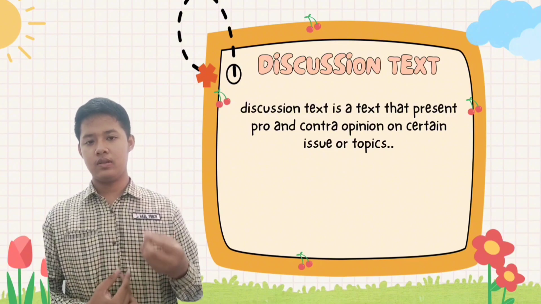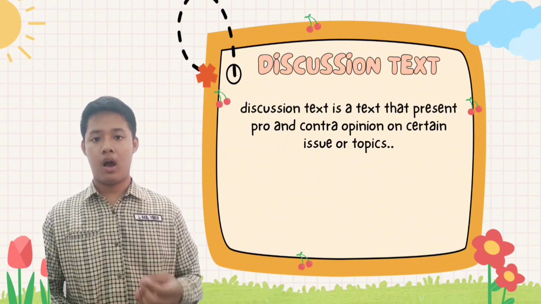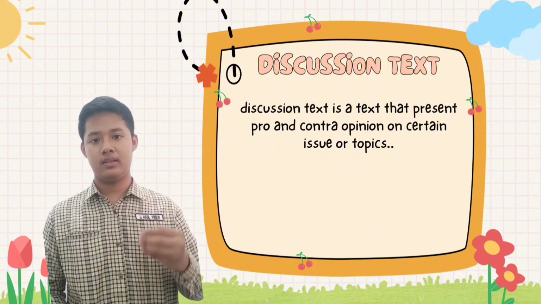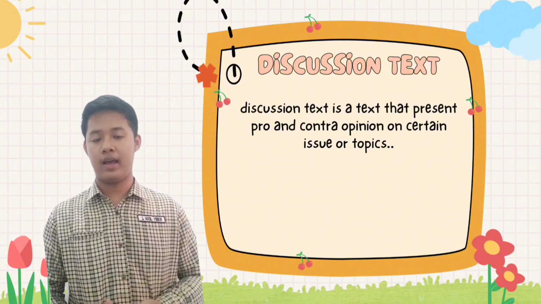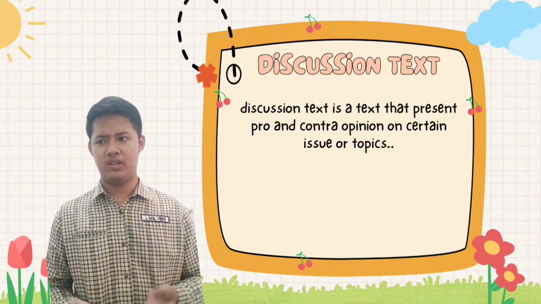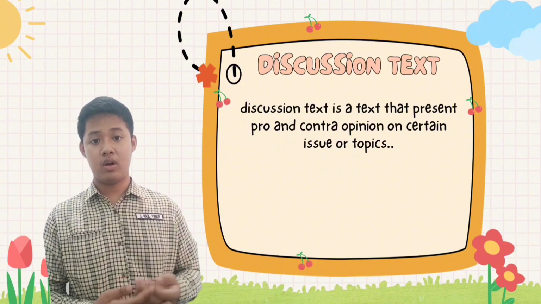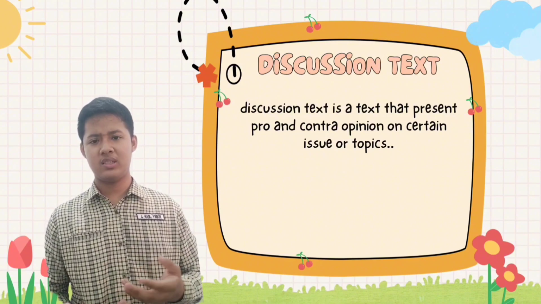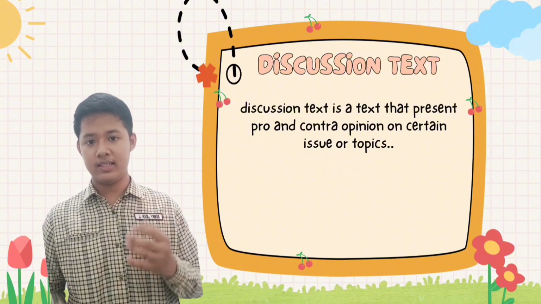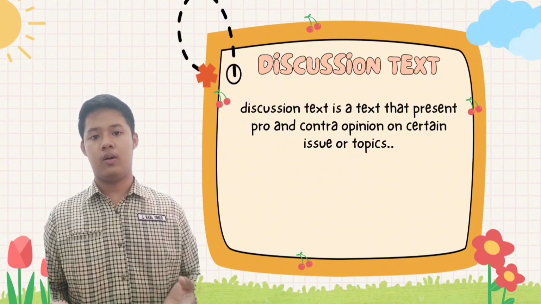The issue is usually an actual issue like nowadays, for example, the presidential election. That's something that is still being debated. There are pros who say he is suitable to be president because he is wise, and there are contra who say he is not suitable to be president because he has been corrupt. The point is that when we discuss something, there are pro and there are contra.